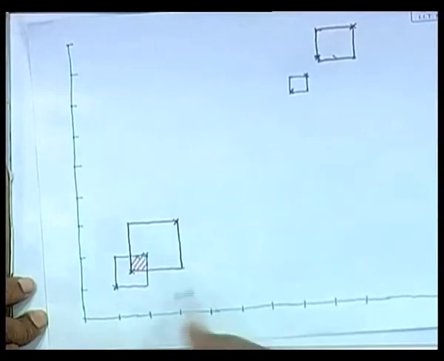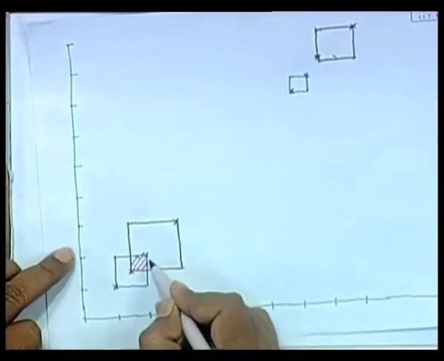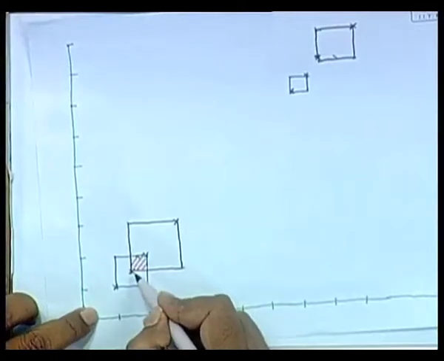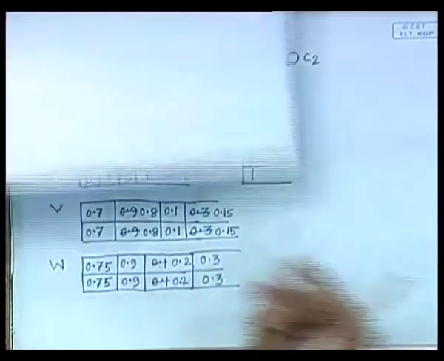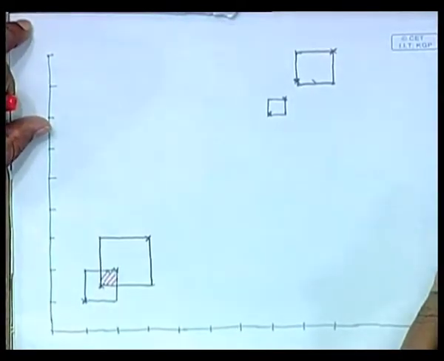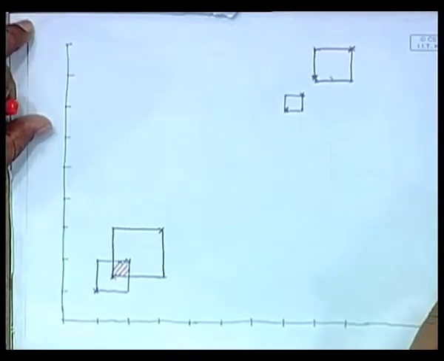Okay. So, here you find that the max point is given by 0.2 and the min point is given by 0.15. More than two hyperboxes overlapping in the same region is unlikely, because whenever by expansion a hyperbox gets overlapped with another hyperbox, the same hyperbox will not be expanded anymore.